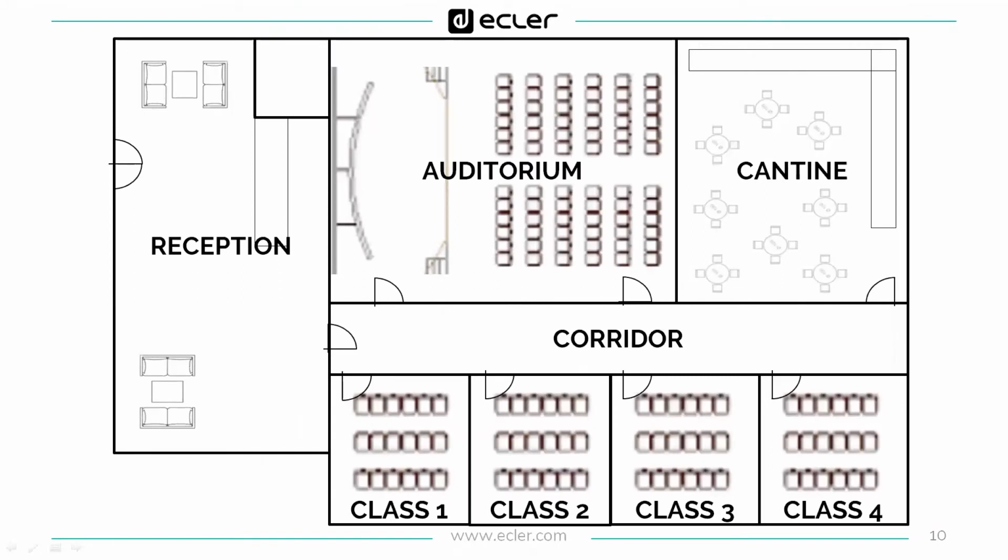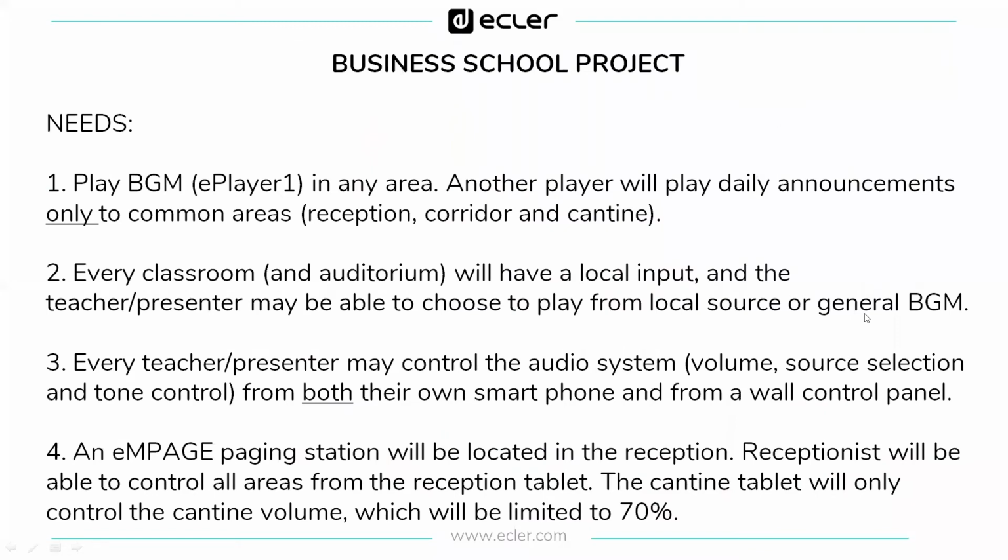The client gives us this plan with his business school, with a reception area, 4 classrooms here at the bottom, a corridor, an auditorium, and a canteen, okay? So with this, we guess that we will have 1, 2, 3, 4, 8 rooms, 8 zones, with the following needs. I'm going to read everything, okay, here on the screen.